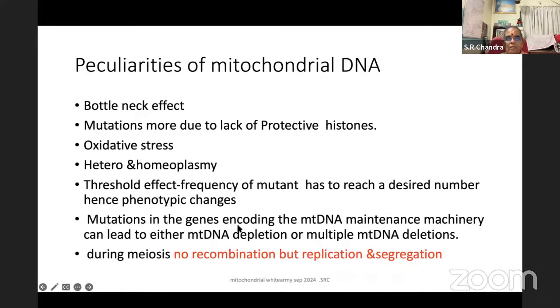Mutations in the genes encoding the mitochondrial DNA maintenance machinery can lead to either mitochondrial depletion or multiple mitochondrial deletions. That is when the maintenance is defective. There is a mitochondrial DNA maintenance machinery, and if that machinery is sick, there can be depletions of single or multiple DNA particles. And during meiosis, that is a reduction division, there is no recombination. We know that in nuclear DNA, during reduction division, the genetic material crosses over. That is called crossing over. In mitochondrial DNA, there is no crossing over.